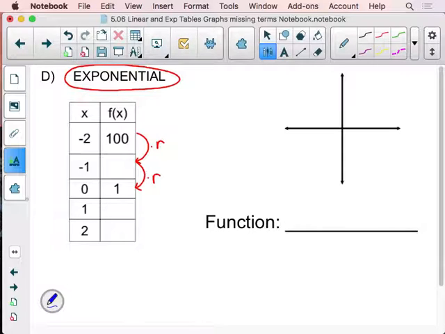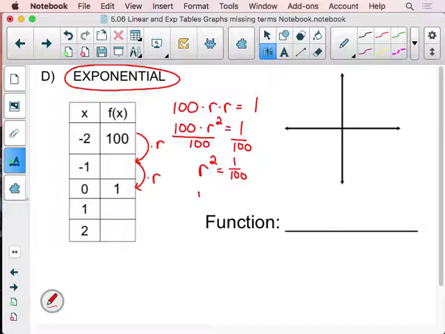So I know that I took 100 and I multiplied it by r, not once, but twice, and I get 1. That means 100 times r squared equals 1. That means r squared had to be 1/100th. So that indicates that r must be 1/10. Wow, that's a toughie. So 1/10 is my r value.